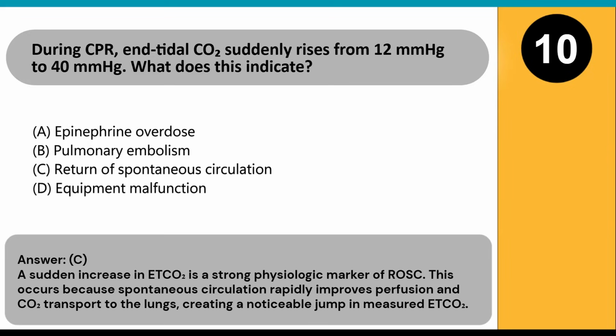A sudden increase in EtCO2 is a strong physiologic marker of ROSC. This occurs because spontaneous circulation rapidly improves perfusion and CO2 transport to the lungs, creating a noticeable jump in measured EtCO2.